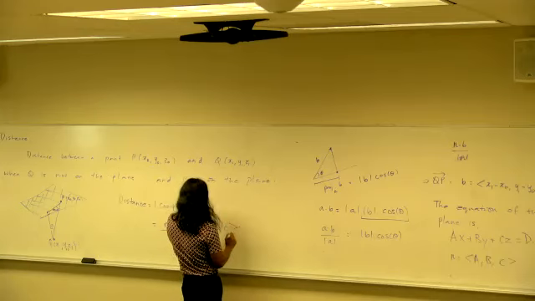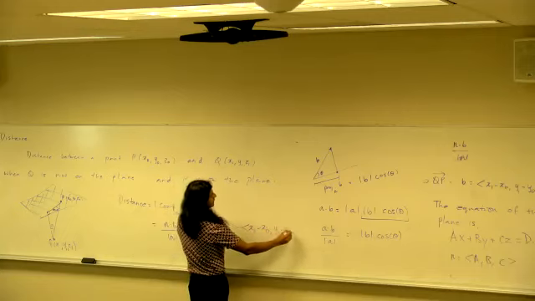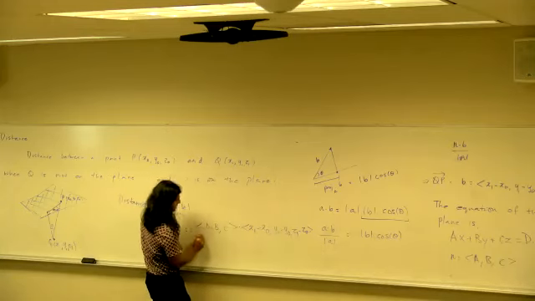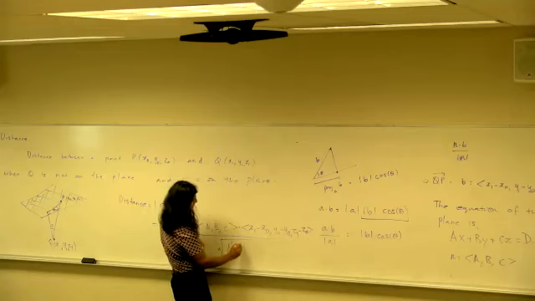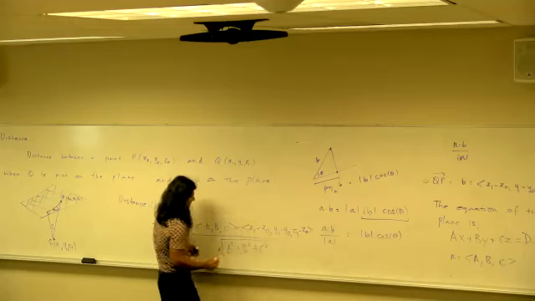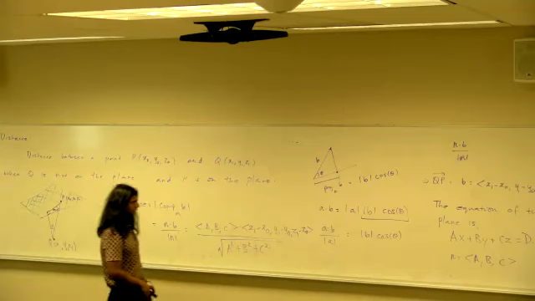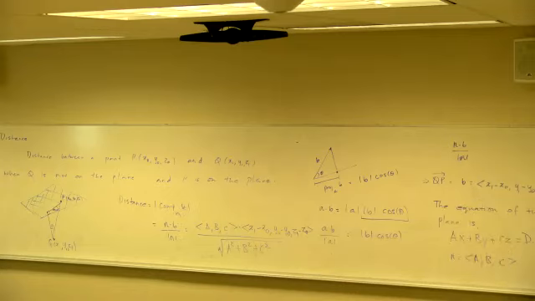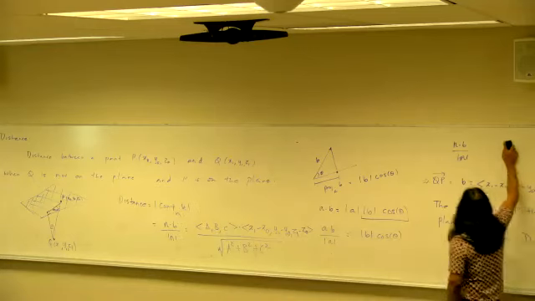times x1 minus x0, y1 minus y0, z1 minus z0, divided by the square root of a squared plus b squared plus c squared. Clearly, a, b, c cannot be zero. You don't have a plane if they are zero. We've been over this before. Now, could one of them be zero? Yes. In which case, you are going to represent either the xy, yz, or zx plane.